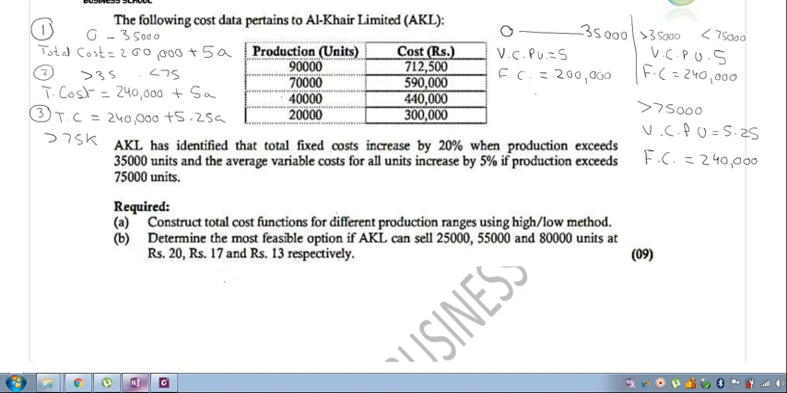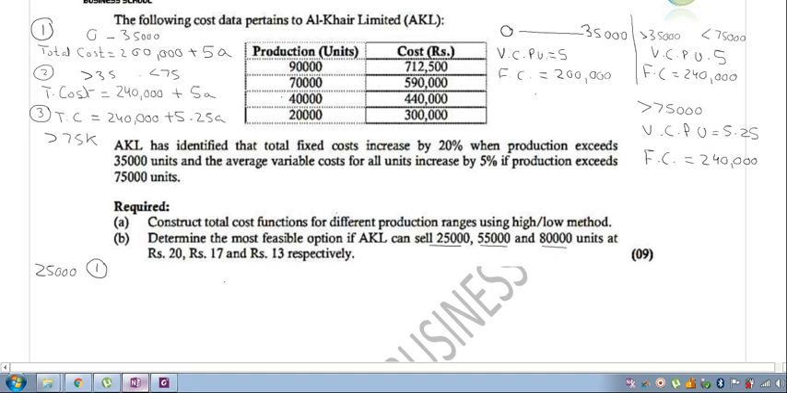So now the second part. The second part says determine the most feasible option if AKL can sell 25,000, 55,000 or 80,000 units at 20, 17 and 13 respectively. 20, 17 and 13 are selling prices and we have to find the most feasible option. Most feasible option is the most profitable option. Now if I am selling 25,000 units, the applicable cost function is 1 as we have formed above. My fixed cost will be 200,000 and my variable cost per unit will be 5.